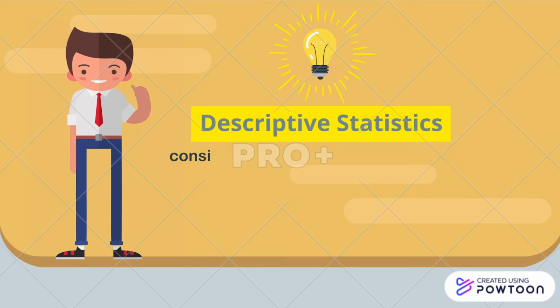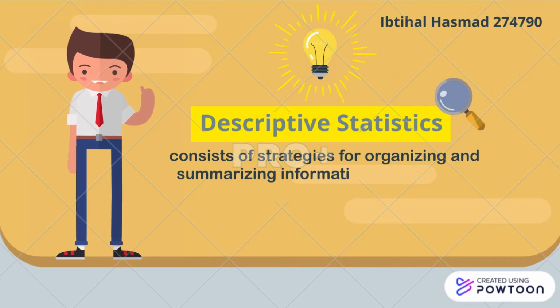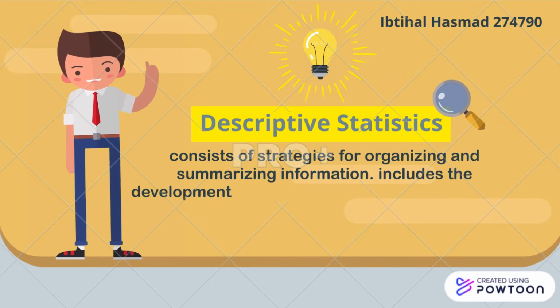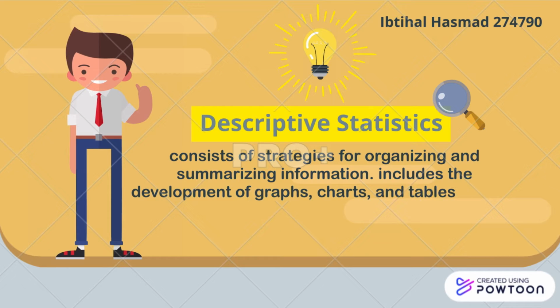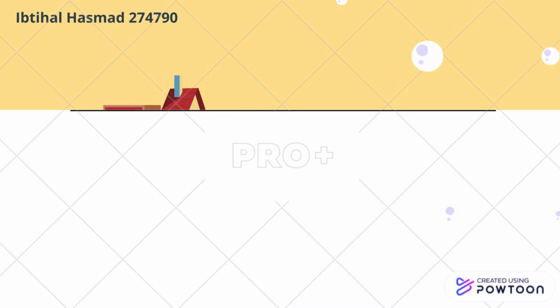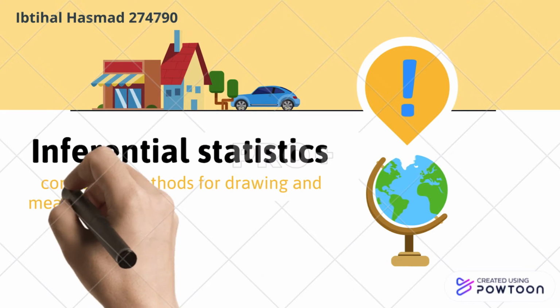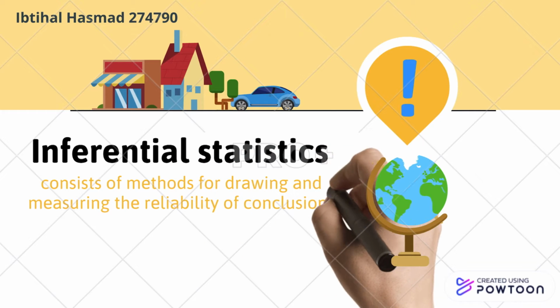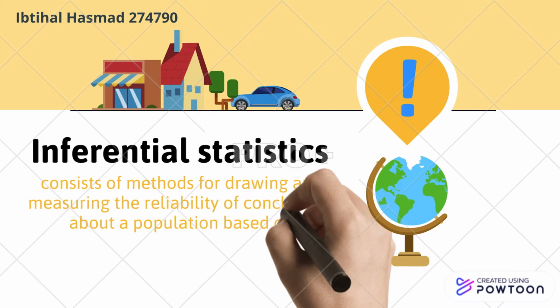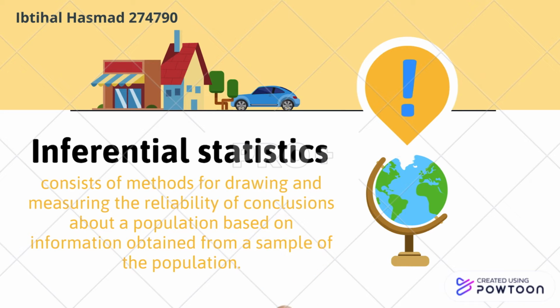Descriptive statistics consists of strategies for organizing and summarizing information, including the development of graphs, charts, and tables, and the creation of different numerical measures such as measures of center, measures of variation, and percentiles. Next, inferential statistics consists of methods for drawing and measuring the reliability of conclusions about a population based on information obtained from a sample of the population.